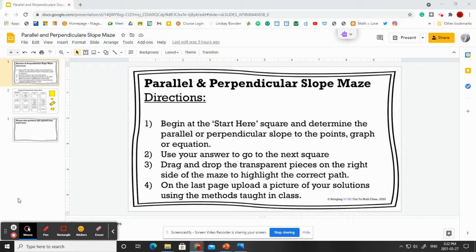This is a maze that is done on Google Slides. So I have the first page up here that talks about the directions that your students will see as soon as you share it with them.